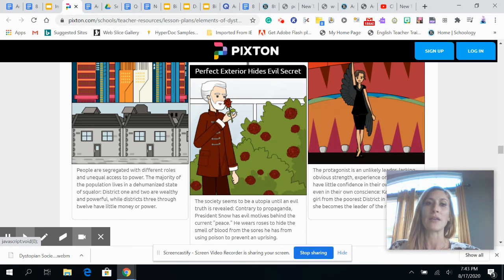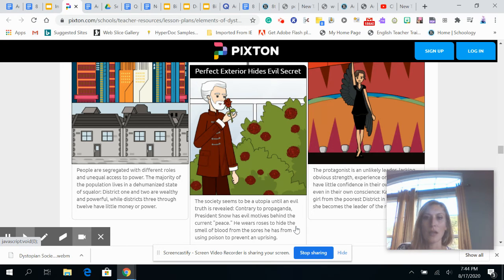We also have this idea of a perfect exterior hiding an evil secret. So the society seems to be a utopia until an evil truth is revealed. You know, when President Snow presents his rationale for controlling Panem the way he does, it's supposedly to keep the peace and to help maintain a fruitful and safe society. But in reality, he is just exploiting the people of Panem for his own power and resources. So contrary to propaganda, President Snow has evil motives behind the current peace. He wears roses to hide the smell of blood from the sores he has from using poison to prevent an uprising.